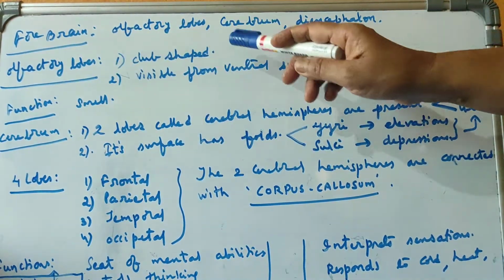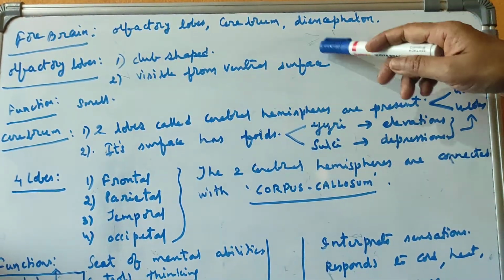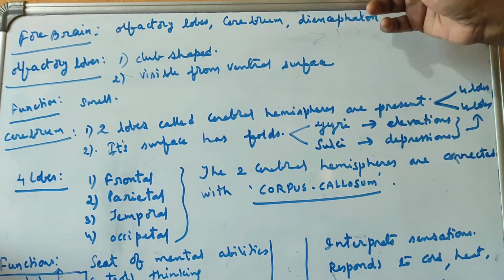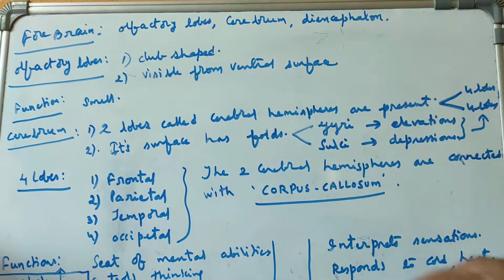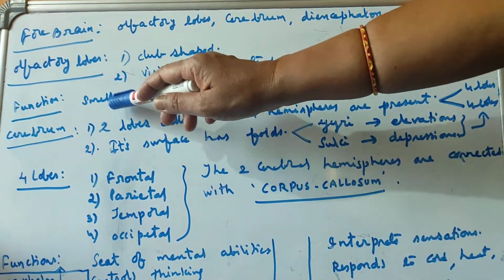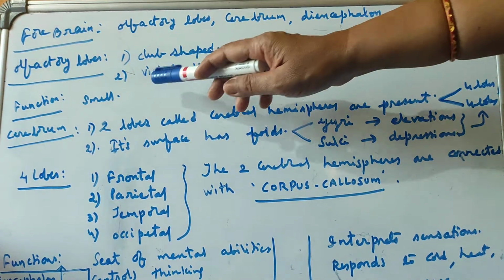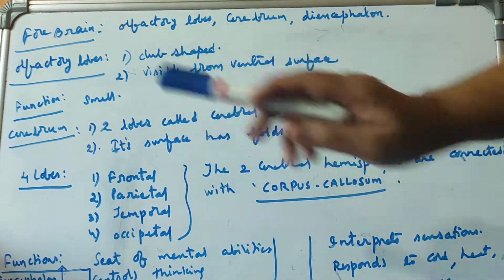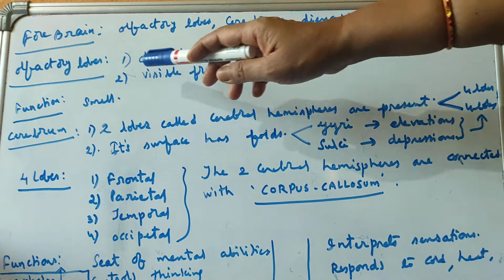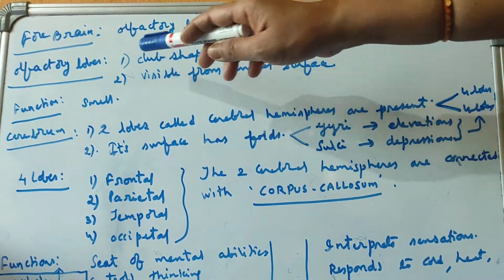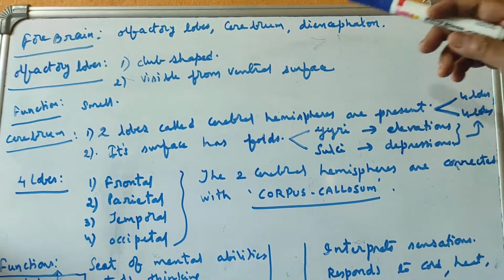Olfactory lobes are club shaped, and they are visible from the ventral surface of the brain. Their function concerns smell. Whatever smell we get is because of the olfactory lobes' impact in the brain, and they can be seen on the ventral surface of the brain.